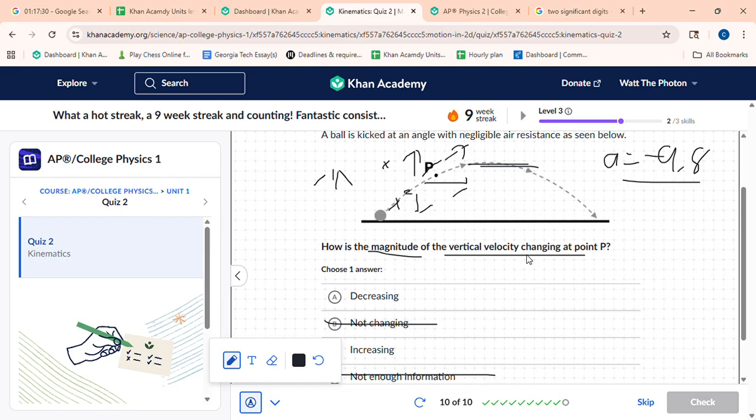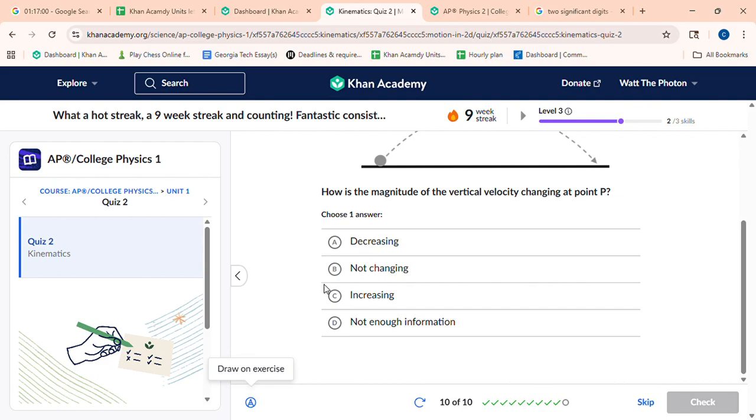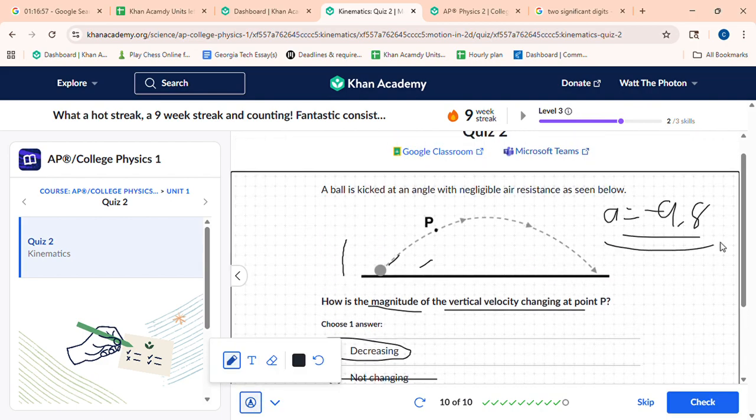So we're looking at vertical velocity. It's going up, so it should be decreasing, because if we look at this without any of delta y, it's slowing down right now. The vertical velocity is slowing down, it's decreasing, because you have negative 9.8 acceleration. I think I'm right. Hopefully I'm not.